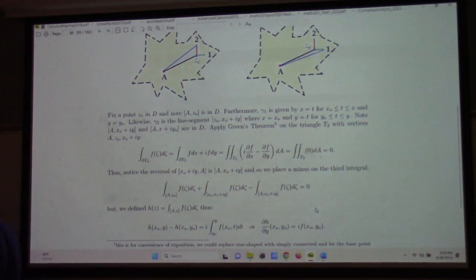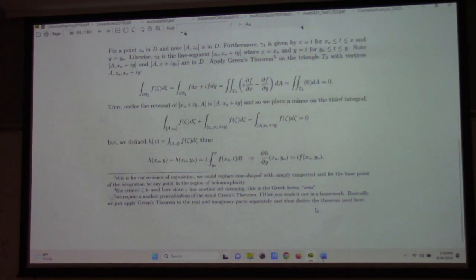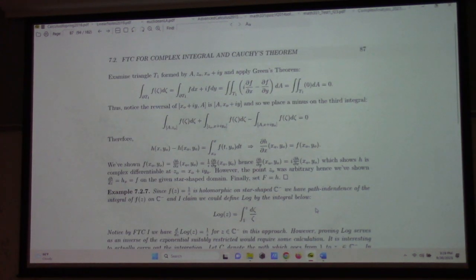And then what do you do? You use the other triangle. So the other triangle, and I won't belabor it, but you can work through it, and you get that partial h partial x is equal to f of x naught y naught. So let's put it together. We have that f of x naught y naught is on the one hand the partial derivative of h with respect to x. On the other hand, it's 1 over i times partial h partial y. Well, that means that partial h partial y is equal to i times partial h partial x.